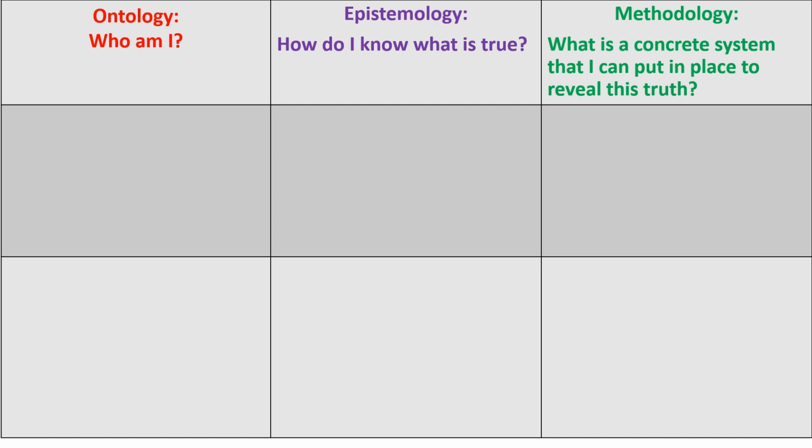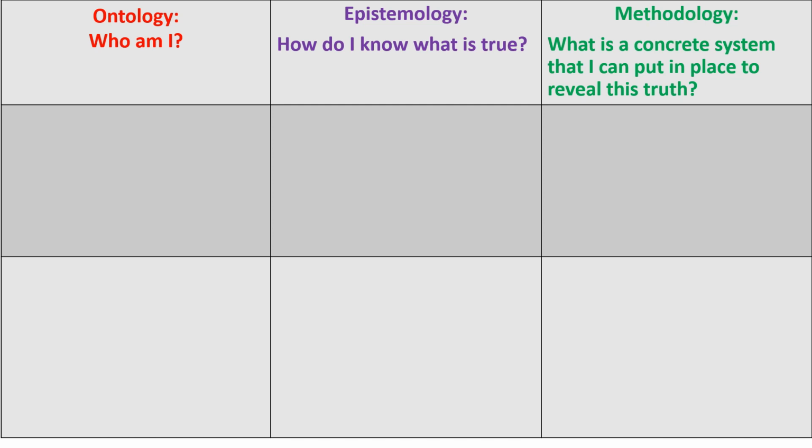We start with our ontology in red. Our ontology is about our being. Who are you? What is your role? These are ontological questions. Moving on to purple. How do you know what is true? How can you verify truth? Are you seeing the world as it truly is? All these are epistemological questions. Moving on to green. A methodology is a concrete system that you can put in place to reveal this truth.